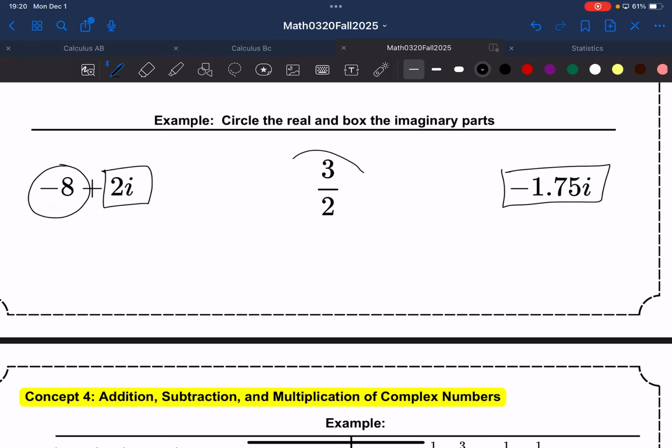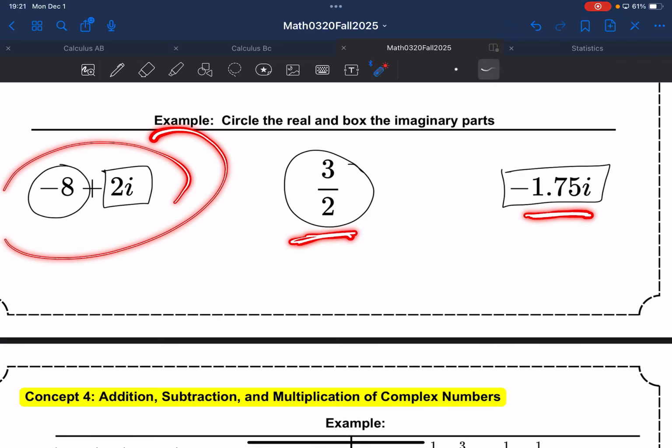Okay? I'm circling the 3 because it's only real. They have no imaginary. And then the last one, I boxed the entire thing because that entire thing attached to the i is imaginary. There's no real part. Okay, so really we had real, imaginary, complex, because it had both.